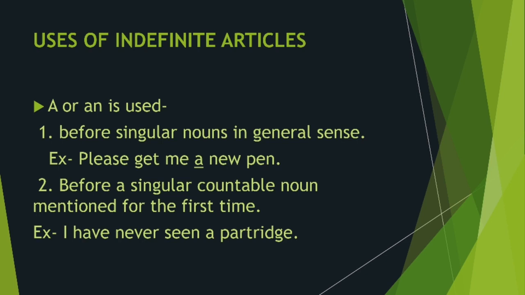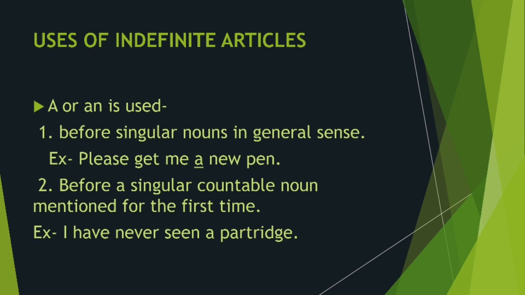Uses of indefinite articles. I've told you there are two kinds of articles. Indefinite means those which are not specific. Which ones are these? A and an. And definite, which are specific, is the. So let's see the uses of a and an.